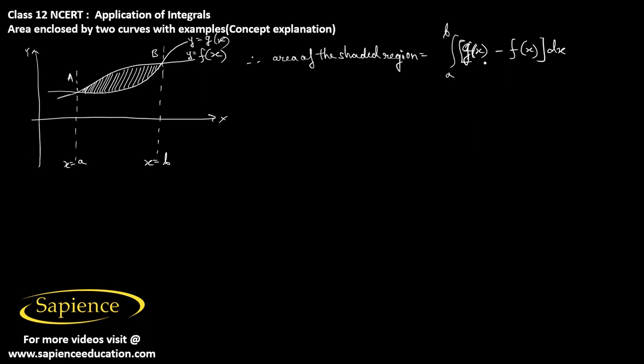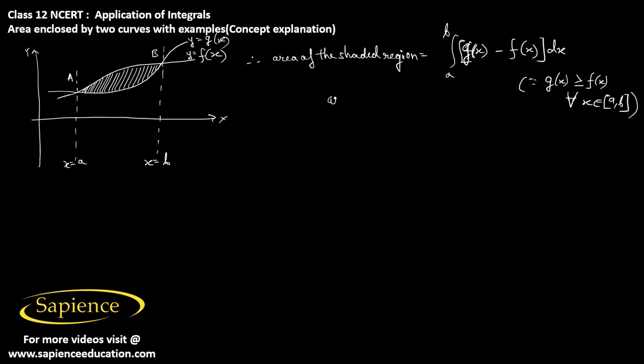So why did we write this g of x minus f of x? Since g of x is greater than or equal to f of x for all values of x belonging to a to b. So for all values of x from a to b, the function g of x is greater than f of x. So we should write the integral of g of x minus f of x dx.